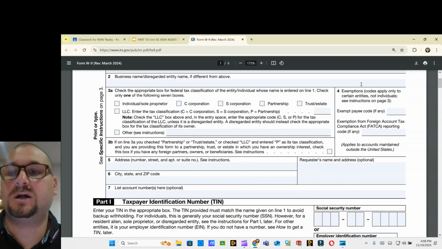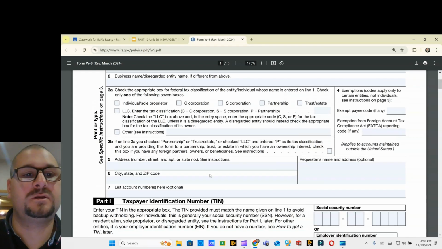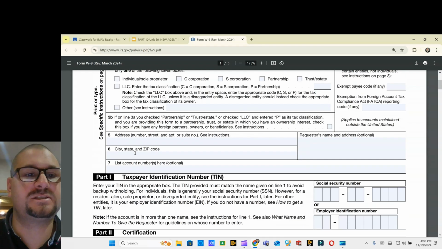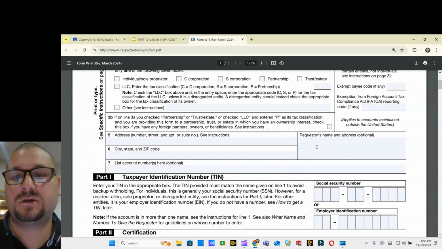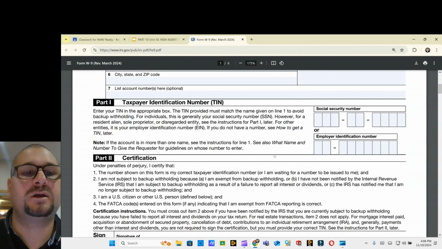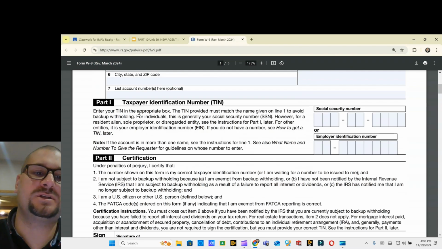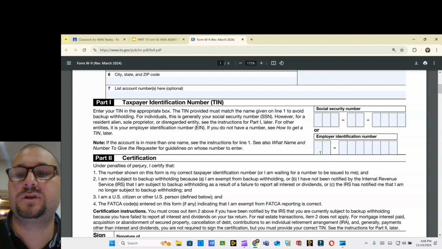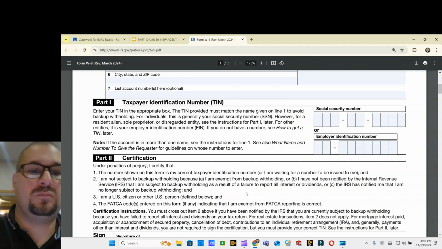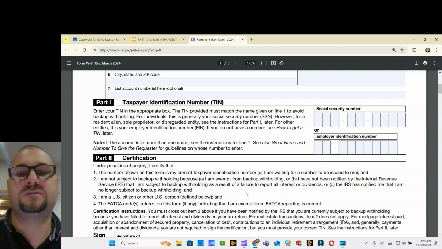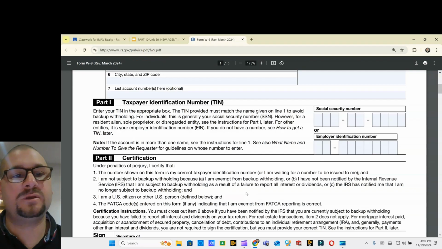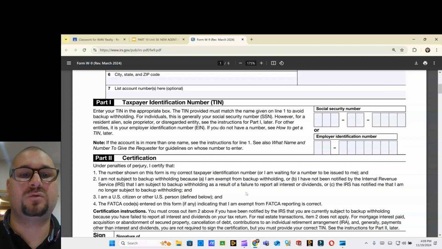Line 4, exemptions. 5, address. 6, city, state. 7, the listing number, requester's name. Here is the taxpayer identification number, called the TIN. You'll enter your TIN in the appropriate box, either your social security number or your EIN, your employer identification number. Note, if the account is in more than one name, see the instructions for line 1. See also What Name and Number To Give the Requester for guidelines on whose number to enter.